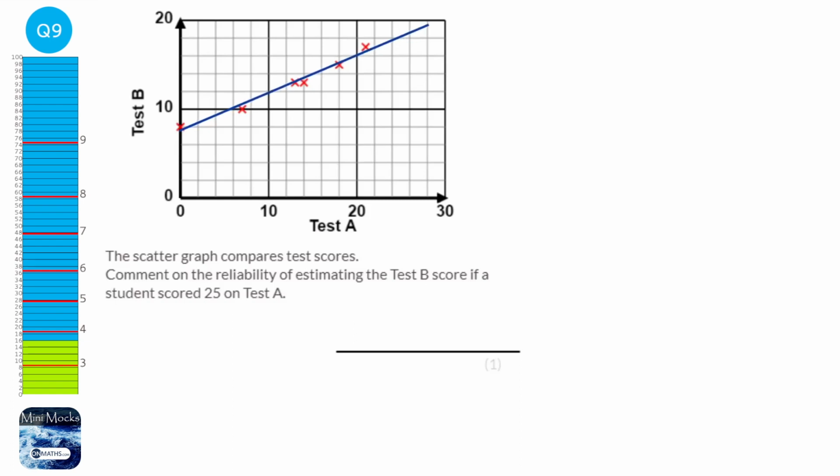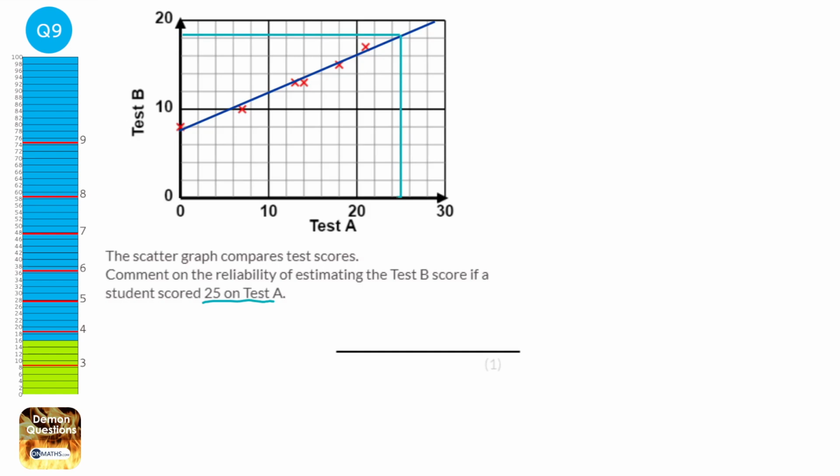So to make estimates from a scatter graph, we've got to first of all draw a line of best fit, which would be something like this. And to find an estimate of test score B, given the fact they got 25 on test A, we would draw a line up from test A at 25, which should be here, and then across, and that's how we'd make the estimate.